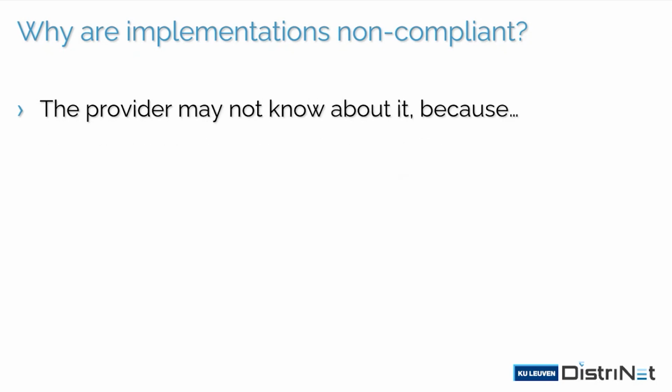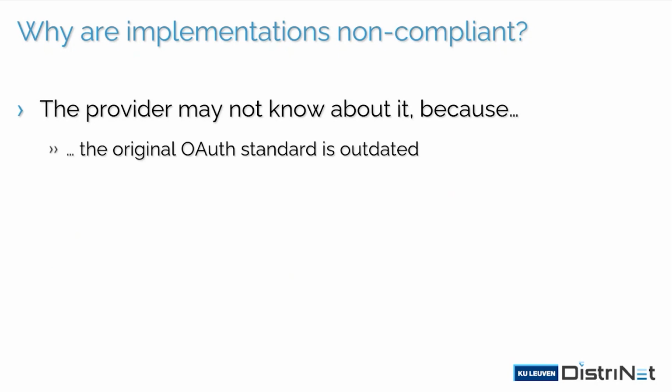In many cases, of course, the provider didn't know that they had these problems. And so why were these problems there? Well, maybe the provider just followed the original OAuth standards, right? RFC 6749. They implemented it correctly. They did it perfectly. But this RFC is outdated. And so it's not compliant anymore with the latest best practices. And so their implementation actually has vulnerabilities because of that, because they are out of date.